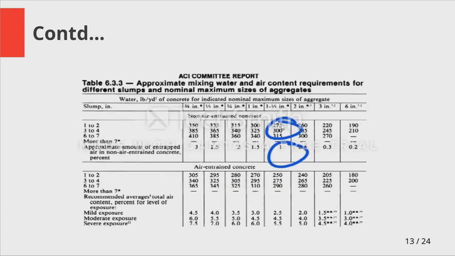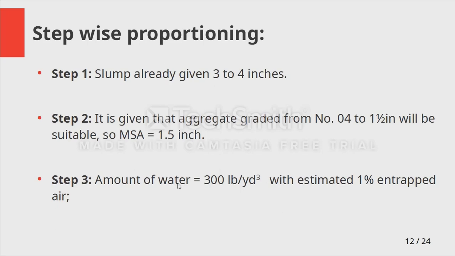So this table is giving the amount of water. It contains two portions. The top portion is for non-air entrained concrete, whereas the bottom portion is for air entrained concrete. As we are dealing with non-air entrained concrete, we will be using the top portion. The maximum size of your aggregate is 1.5 inch and the slump required is 3 to 4. You can see that the amount of water required is 300 pounds per cubic yard, and you need to consider 1% air entrapment as well according to the ACI committee report. So all this I have shown over here.